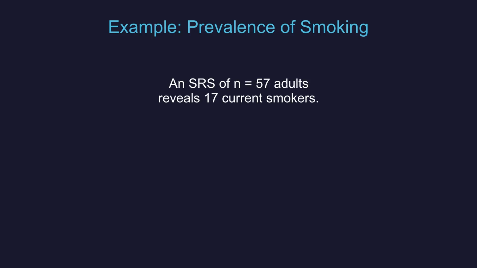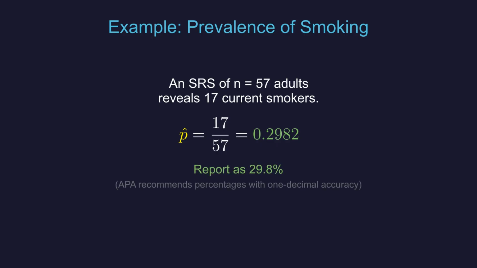Let's work through a concrete example. A simple random sample of 57 adults reveals 17 current smokers. The sample proportion, p hat, is 17 divided by 57, which equals 0.2982. We typically report this as 29.8%. The APA publication guide recommends converting proportions to percentages with 1 decimal accuracy.